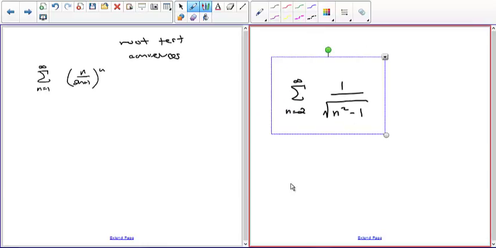I was just thinking if there's any other tests you could use. If you use the ratio test, you get an inconclusive result. So anyway, use the limit comparison test, and b sub n would be equal to 1 over n.